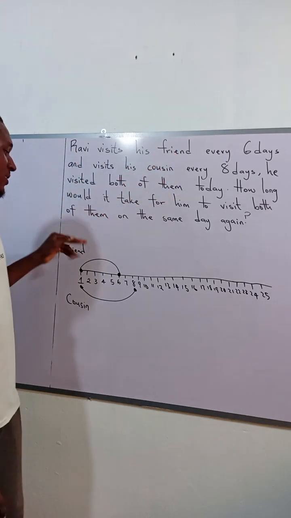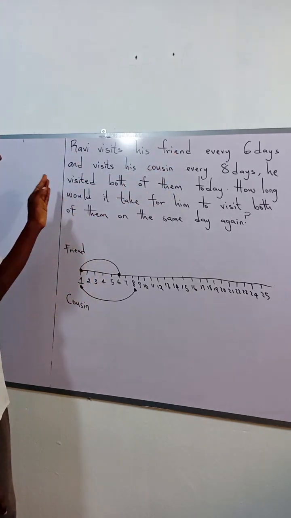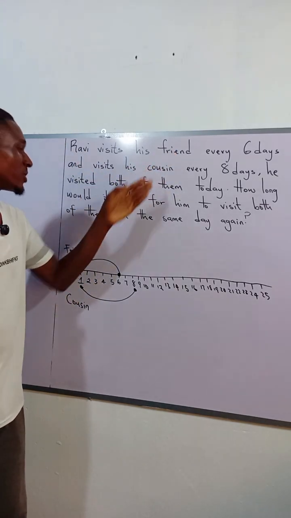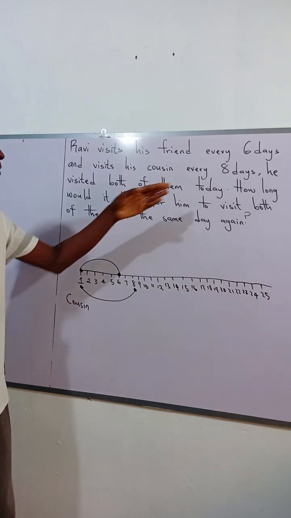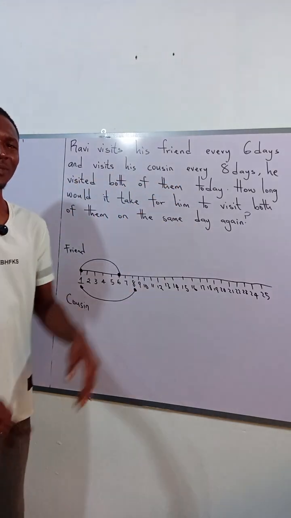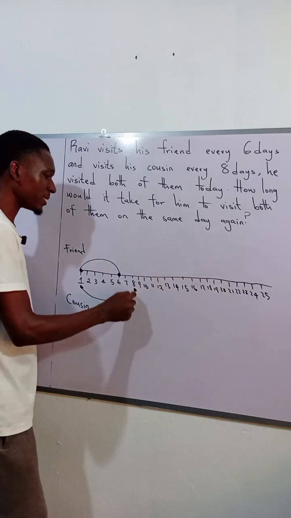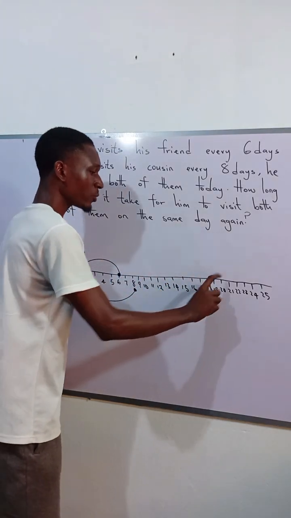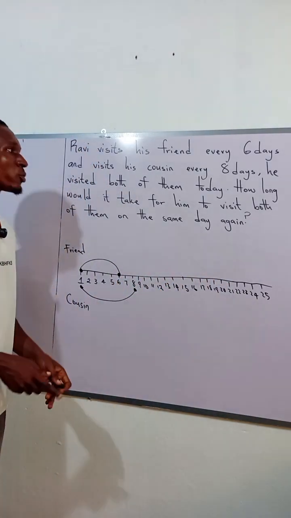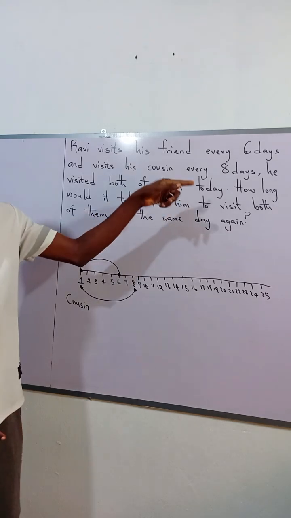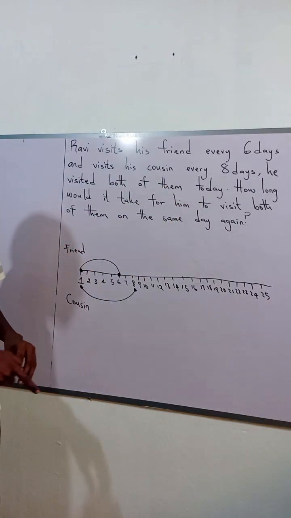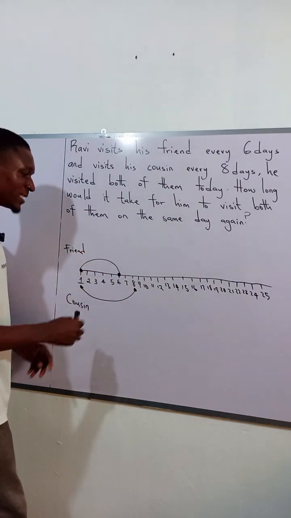Ravi visits his friend every 6 days, while he visits his cousin every 8 days. Now, at a point, he visited both of them on the same day. That is, as they were going this way, there was a day both of them met. He visited both of them on the same day. So let's just continue and see, when is that going to be?